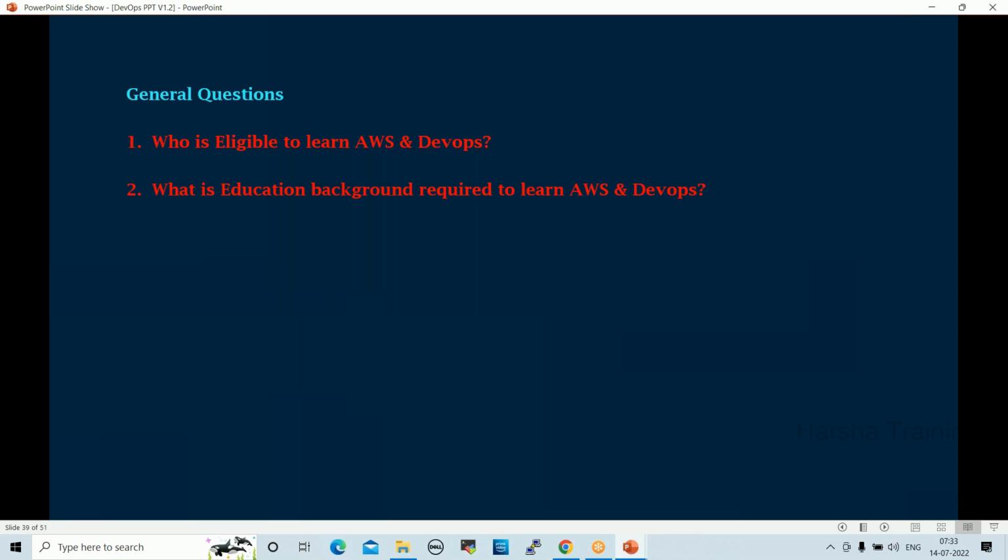Next one. What is the education background required to learn AWS and DevOps? Any graduation, not only MTech, not only BTech, not only MCA, any graduation. If you are good technically, at the basic level and the cloud level, you can easily crack it.